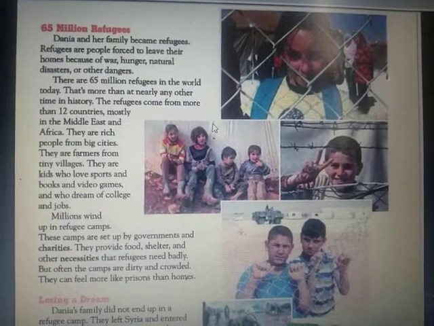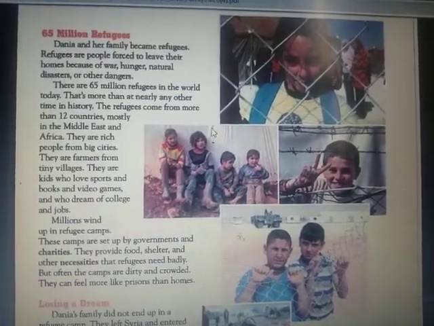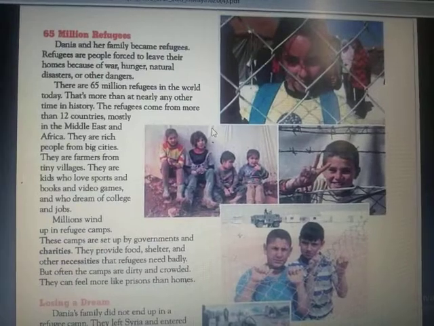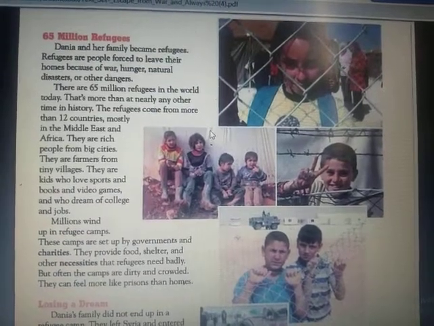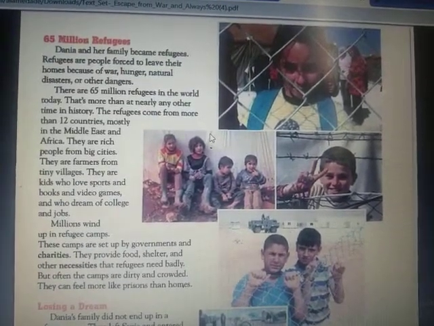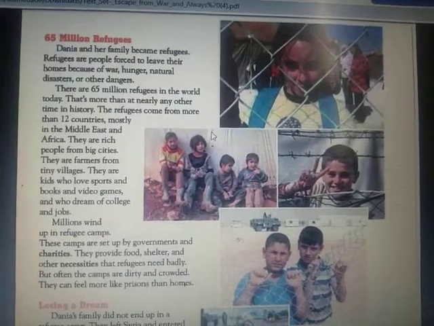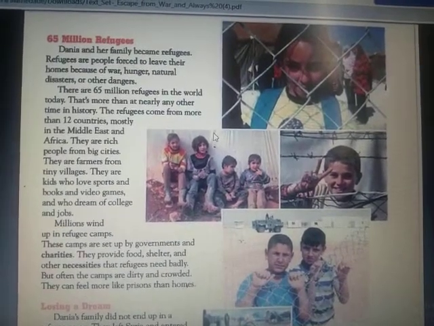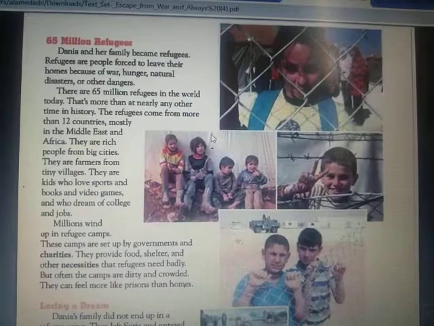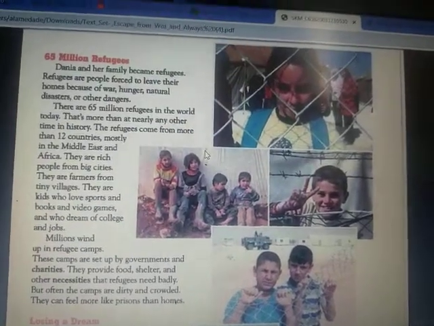Millions wind up in refugee camps. These camps are set up by governments and charities. They provide food, shelter, and other necessities that refugees need badly. But often the camps are dirty and crowded, and they could feel more like prisons than homes.